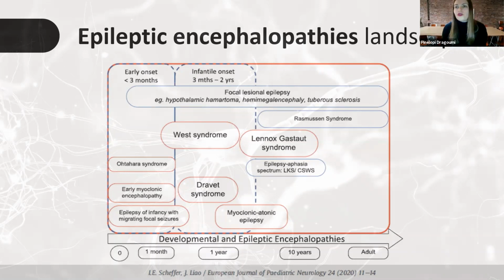So this is an overview of what we see in childhood epilepsies. Of course, most commonly, we see the benign cases. 70% of cases are self-limited or responding to therapy.